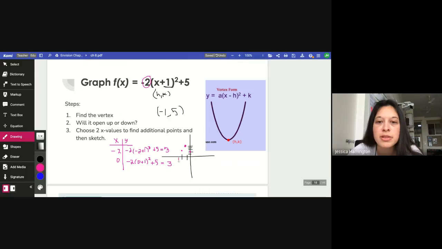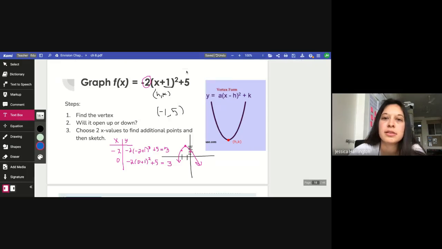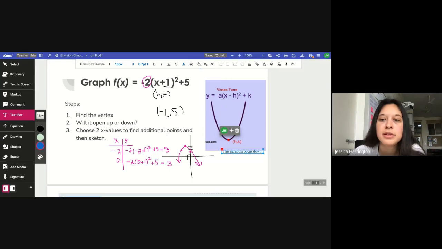So now you can see that this parabola, I did it neatly, opens down. Why does it open down? So a note you want to take is, let me write it down here so we can see it. This parabola opens down because a is negative.